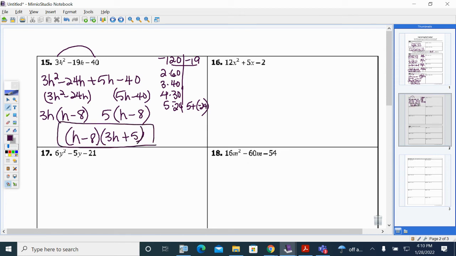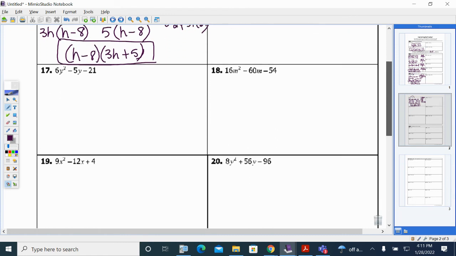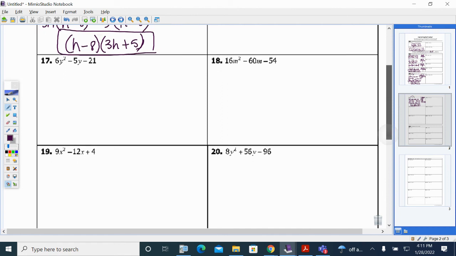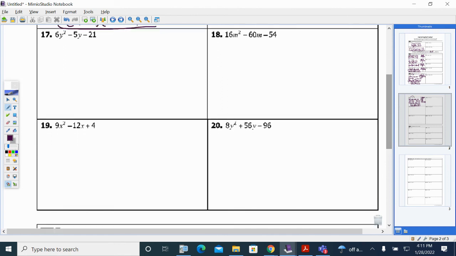Let's do one more of these. Let's do number 19. 9x squared minus 12x plus 4.